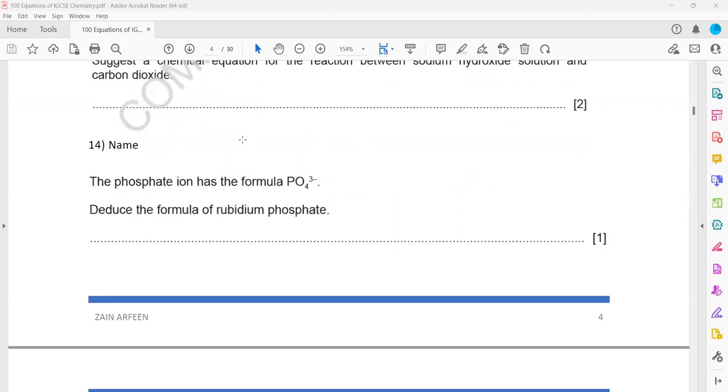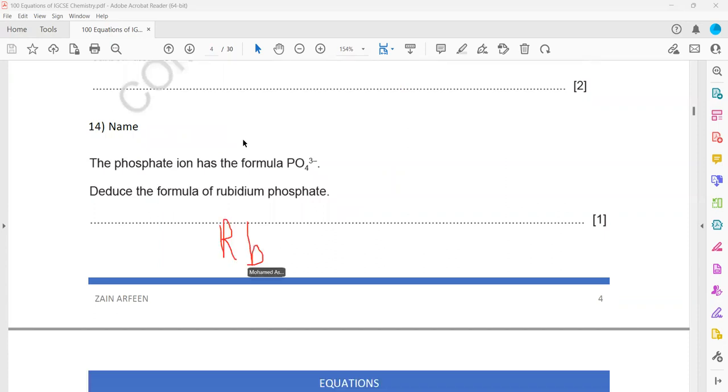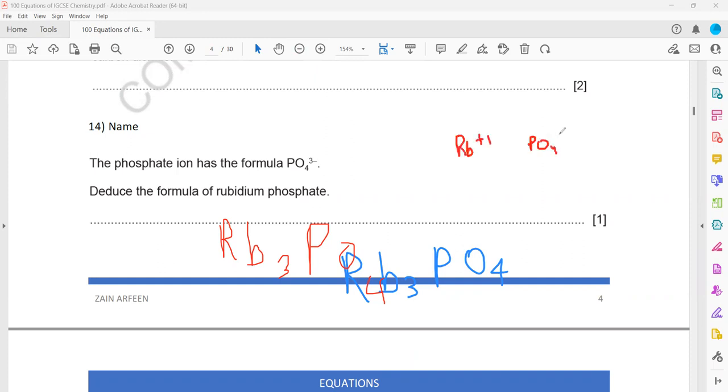Then the phosphate ion has a formula of PO4 with a charge -3. Acidic oxide forms salt, or a basic oxide also forms salt when they react with acid. So for the formula of rubidium, it is group 1. There are many amphoteric oxides or hydroxides, but you have to learn only 3 of them: aluminium, zinc, and lead, the 3 examples. So rubidium is group 1, +1, and phosphate is PO4 with a charge -3. So it will be Rb3PO4.